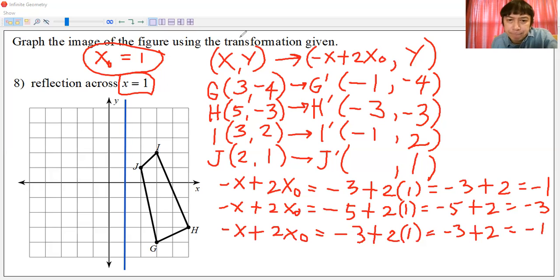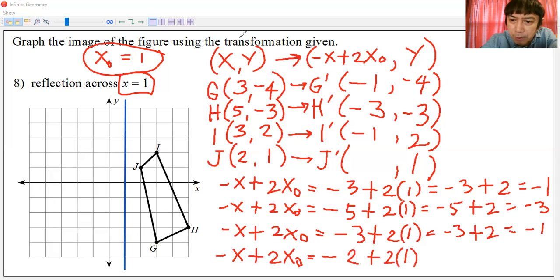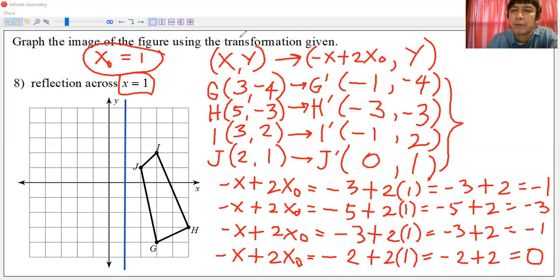Let's have J prime. So -x plus 2 times x of 0. What is our x this time? Our x is a positive 2. So this will be negative 2 plus 2 times 1. We have -2 plus 2, which looks like a 0. So this will be our computed image points.